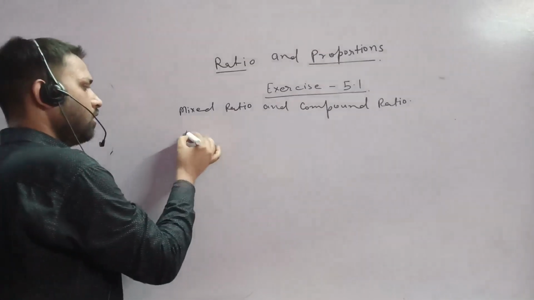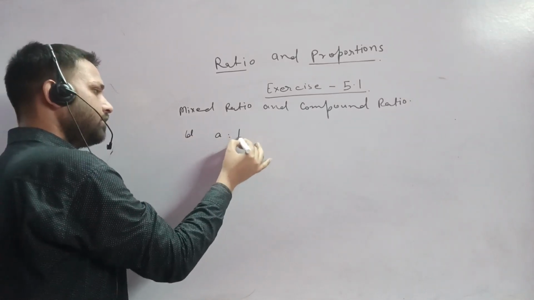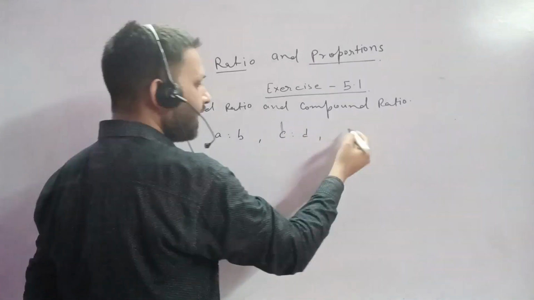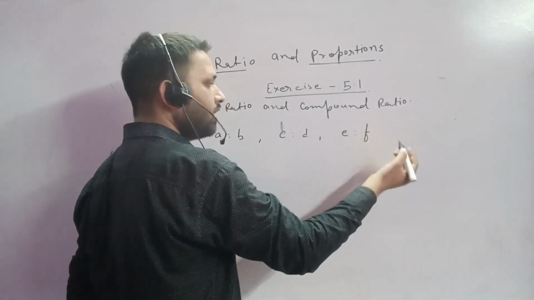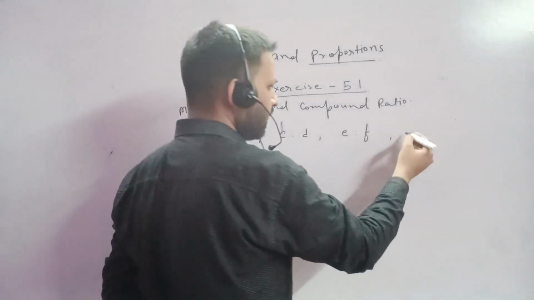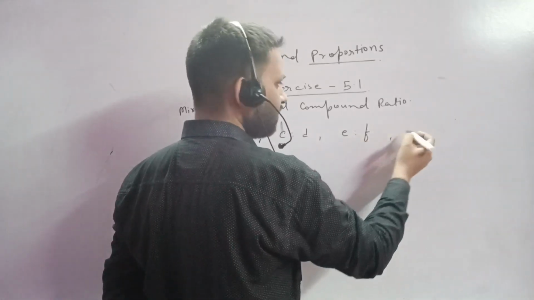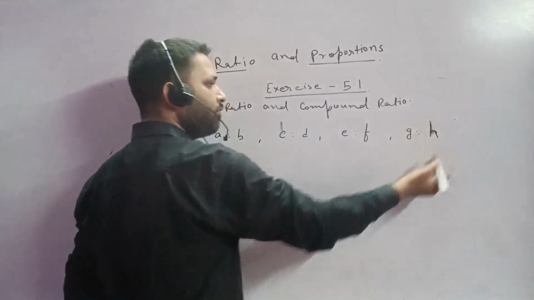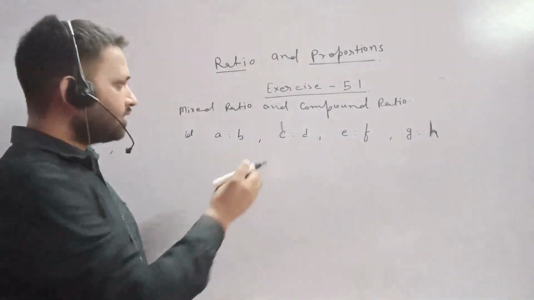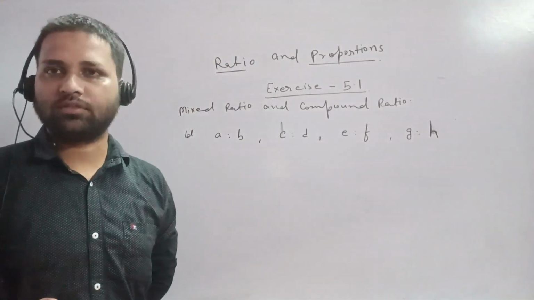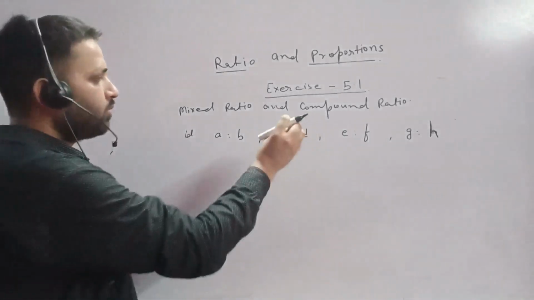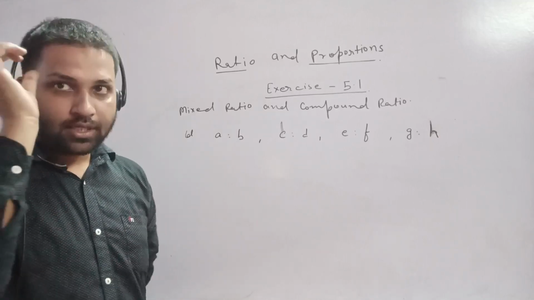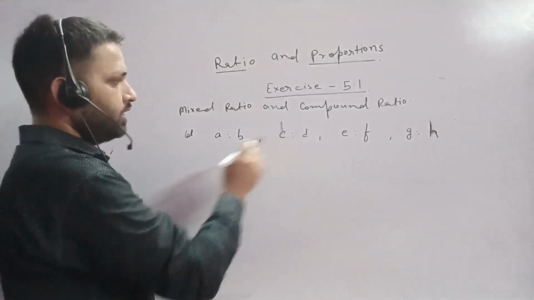Let A is to B be one ratio, C is to D another ratio, E is to F another ratio, and G is to H another, so we take four ratios. You have to find the mixed ratio of these. Mixed ratio means you mix all the ratios and write one ratio.